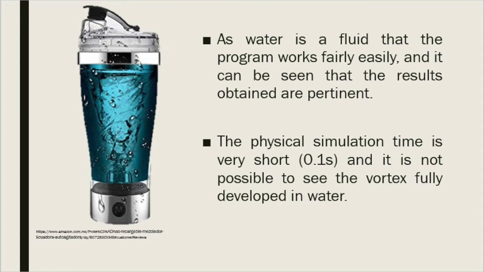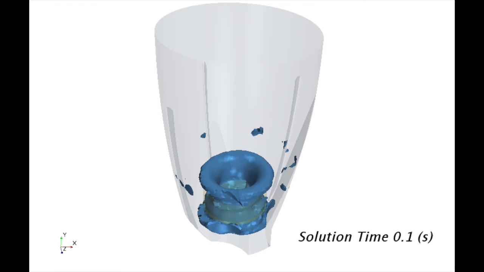Instead, water is a fluid that the program works easily, and it can be seen that the results obtained are pertinent. It must be taken into account that the physical simulation time is very short, 0.1 seconds, and it is not possible to see the vortex fully develop in water. Finally, it can be seen that the geometry of the blender allows the formation of a vortex, which permits to conclude that, in contrast to a Russian turbine, this blender does not possess buffers.